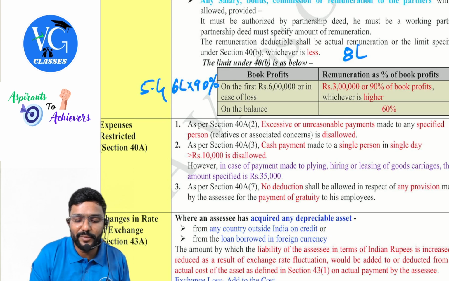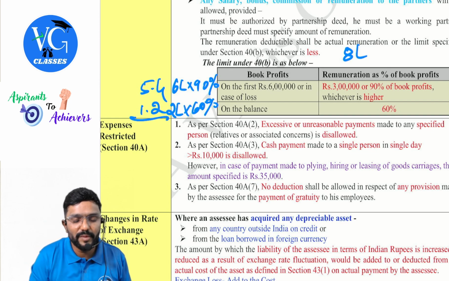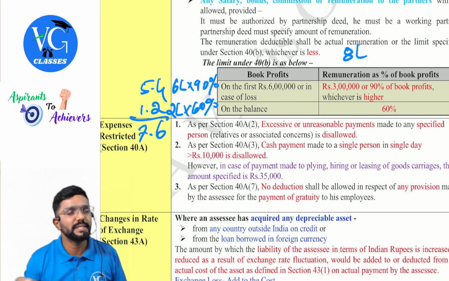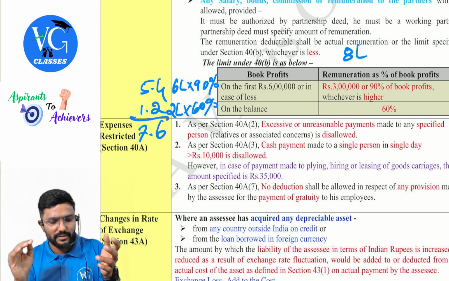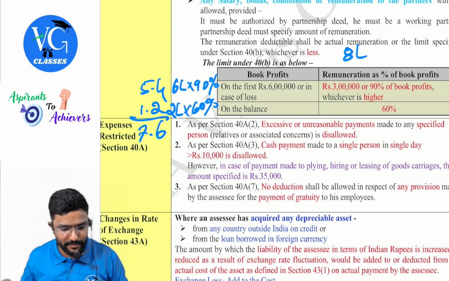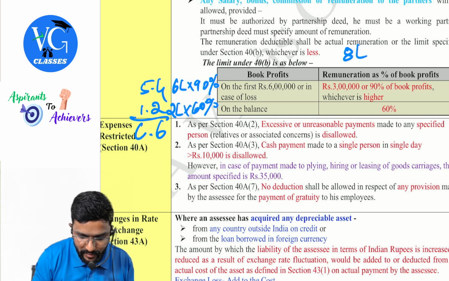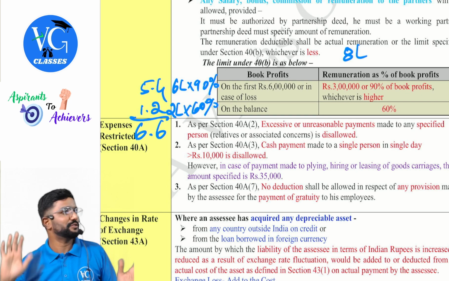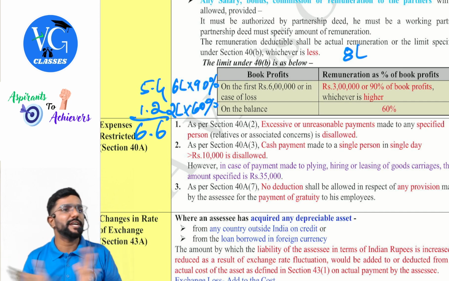Next, the remaining is how much? 2 lakh. On 2 lakh, 60% comes to 1.2. So what is the maximum remuneration which is allowed? 6.6. I understood. When I saw you staring at me, I understood. 6.6 is the maximum limit as per 40B.